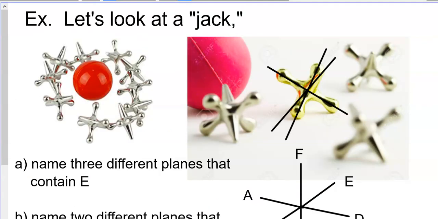Sorry, I don't know why my dog just kind of yelped, but that was my dog.